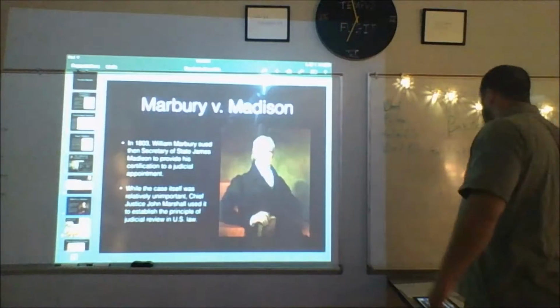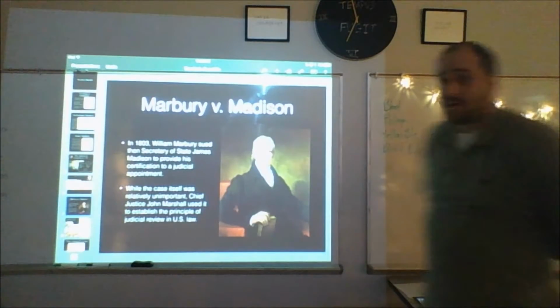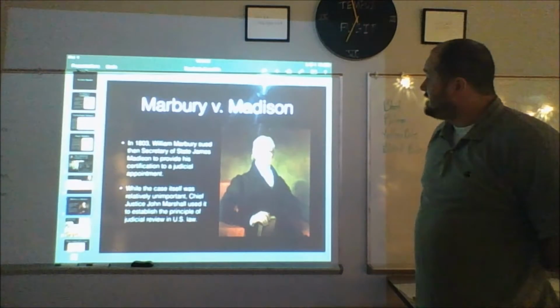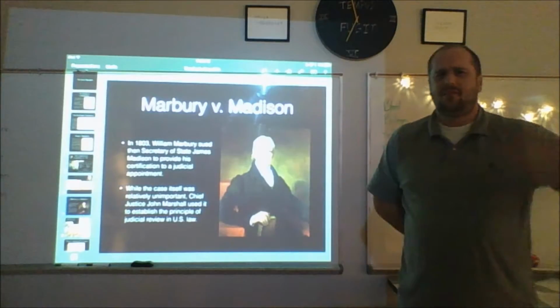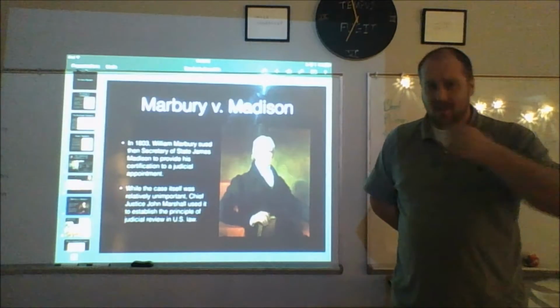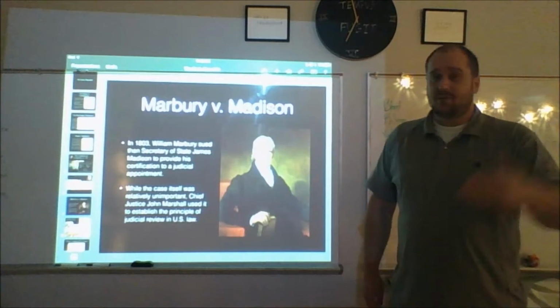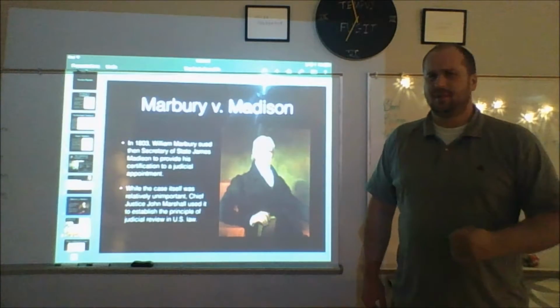Now, one very important feature of government that's established early on in the judicial branch is this idea of judicial review. Initially, you have the legislative branch, the House of Representatives and the Senate. You have the executive branch, the president. You have the judicial branch, the Supreme Court. That's the weak one. The Supreme Court doesn't have a lot of power initially.